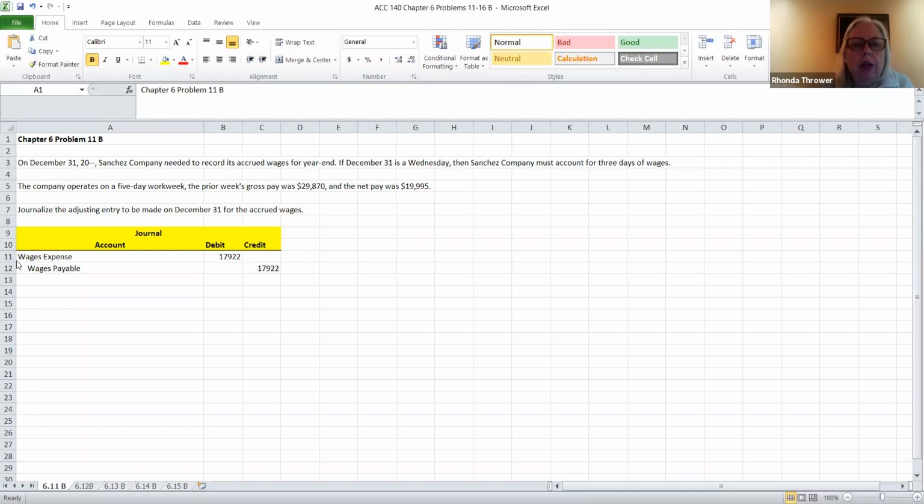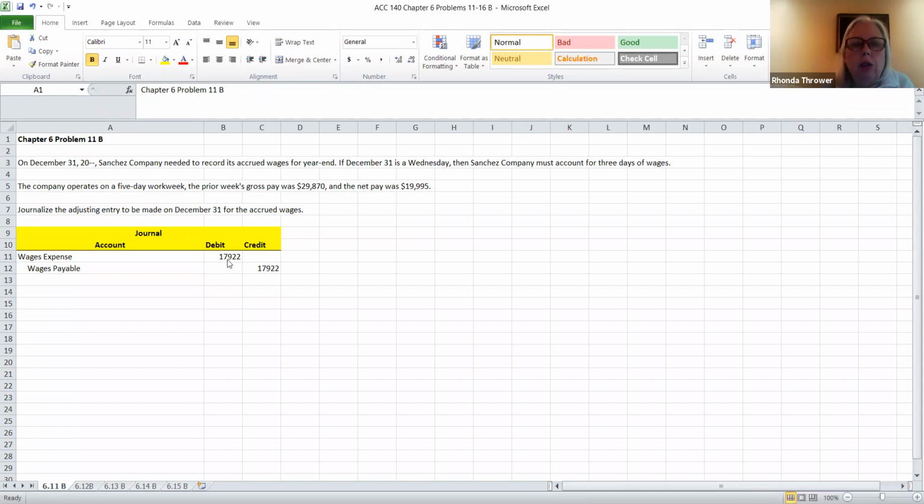So we're going to debit an account called wages expense. Our expense account increases on the debit side, and our wages expense is going up by the 3 days that our employees have worked, but you haven't paid them for that work time yet. So we're just recording the adjusting entry at the end of the year to accrue the wages. What you've got to figure out is the amount to accrue.